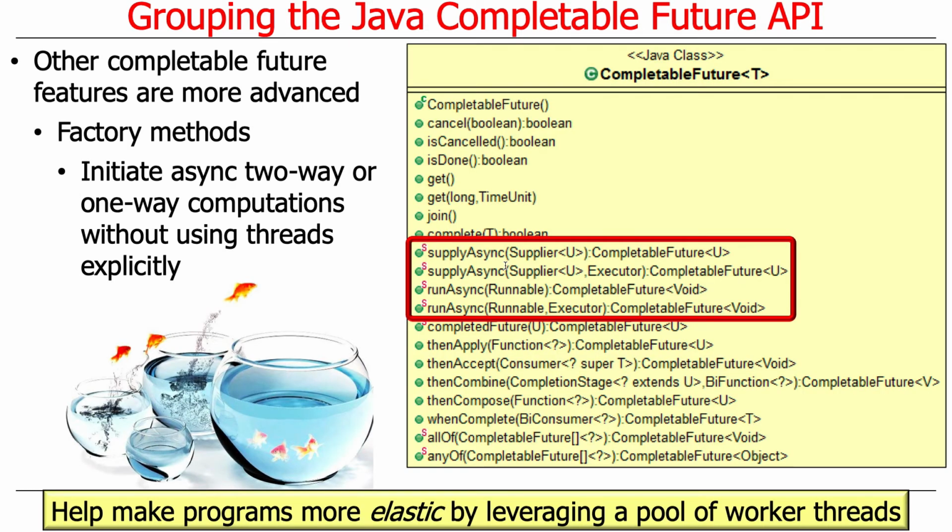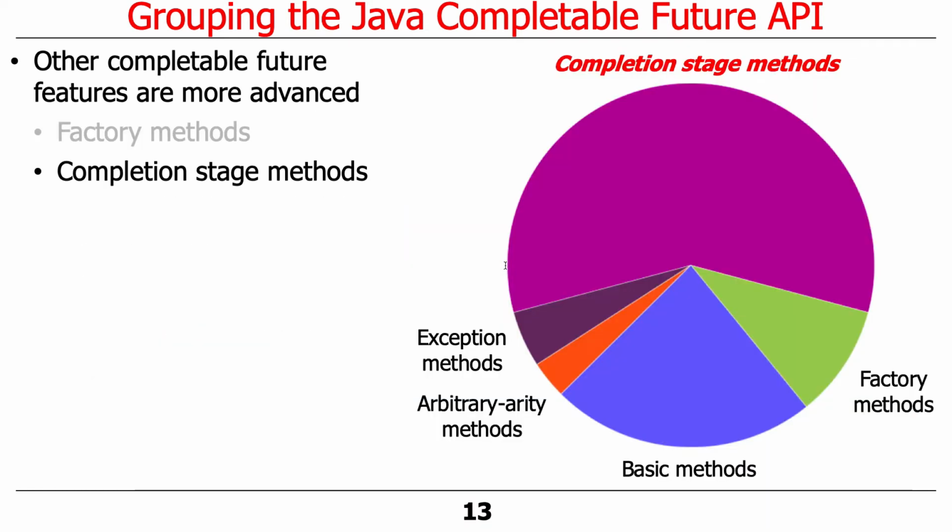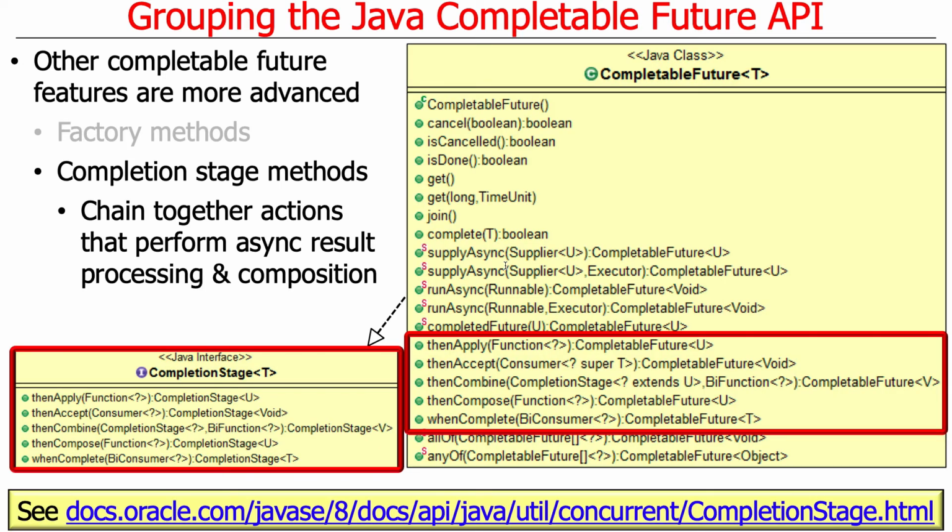And you can see, if you take a look, well, I guess you can see it here. So there's 4 factory methods. So out of the 60, that's a relatively small number. Completion stage methods represent the bulk of the Completable Future framework. And that's where all the fun stuff lurks.